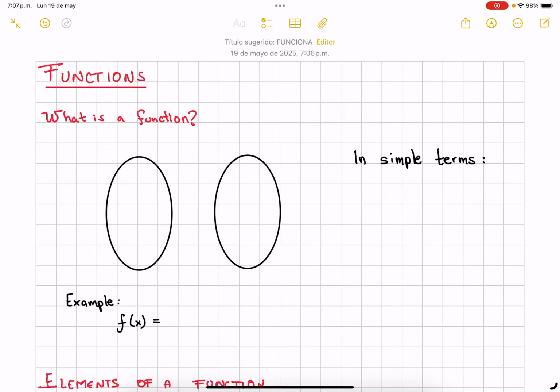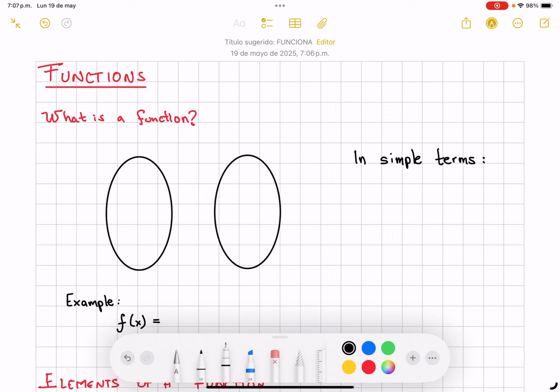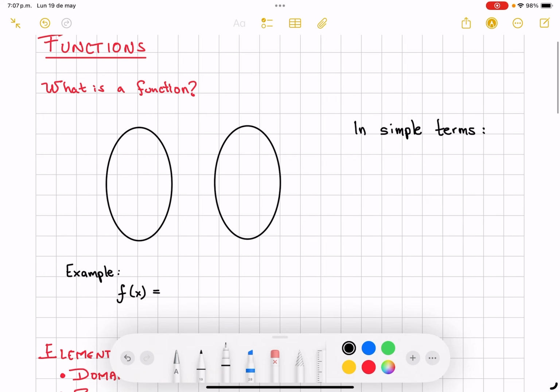Okay, let's begin with this topic. This topic is about functions. So what is a function? In mathematics, a function is a special type of relation. It's a relation that we are going to assign between two sets.